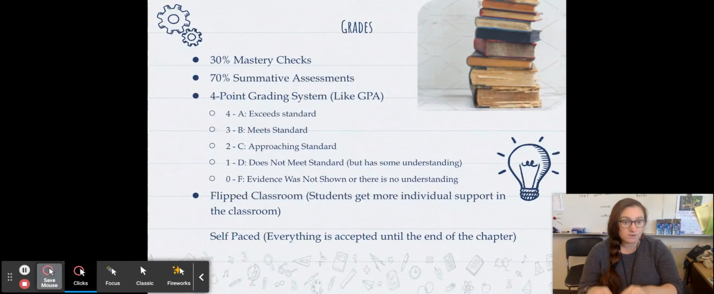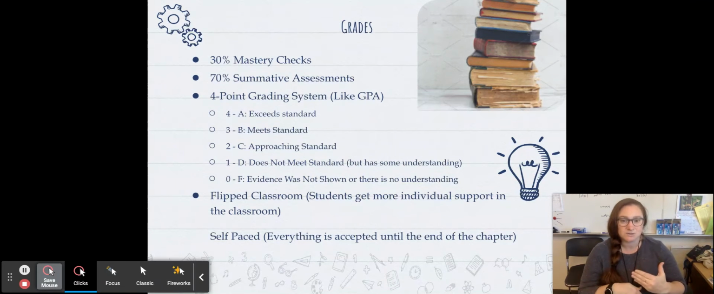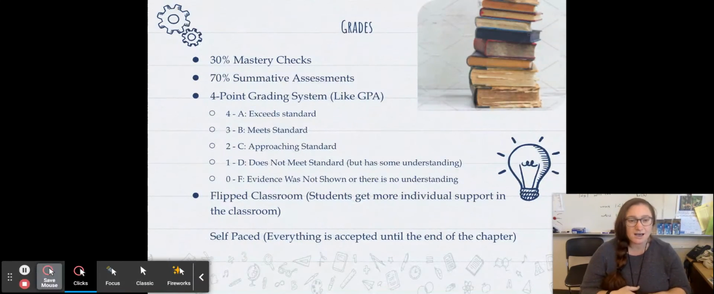That part is not graded because the idea of it is practicing for their mastery check. So at the end of that practice, they can then do the mastery check. So that's what the flipped classroom part is about. You can find out more about this at modernclassroom.org if you are interested in that model.